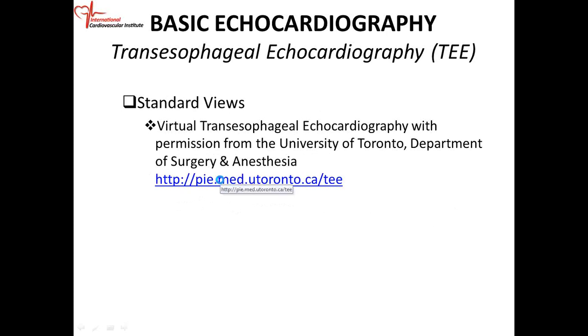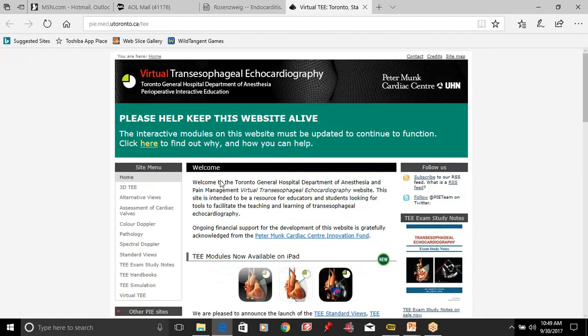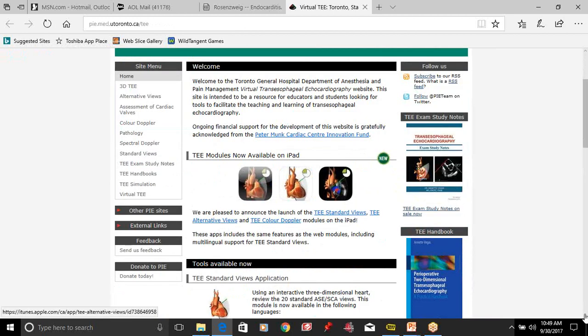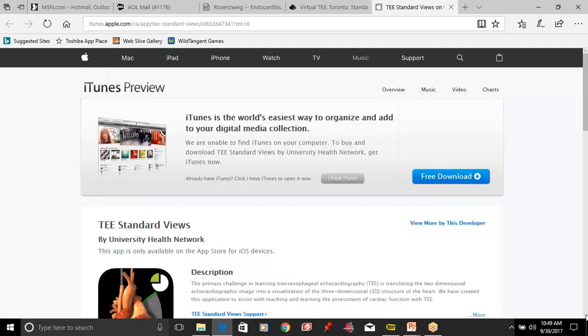Now, you have to be familiar with the views, though. Transesophageal views are somewhat different from your regular transthoracic views. And we're going to go over some of these views. We're going to use the Toronto General images to go over some of these views. Okay, let's see.